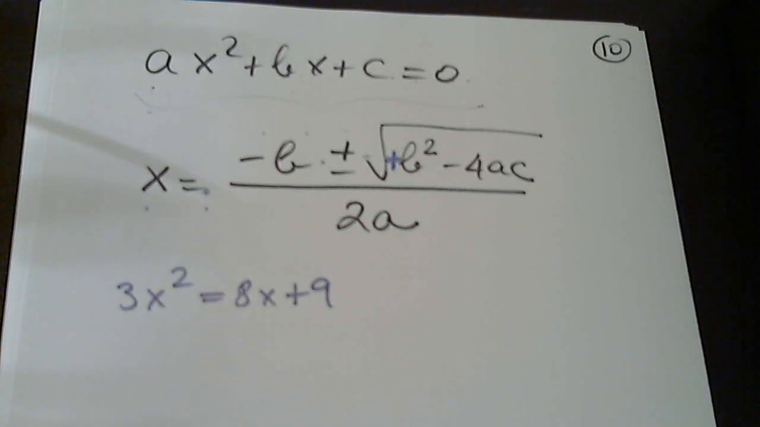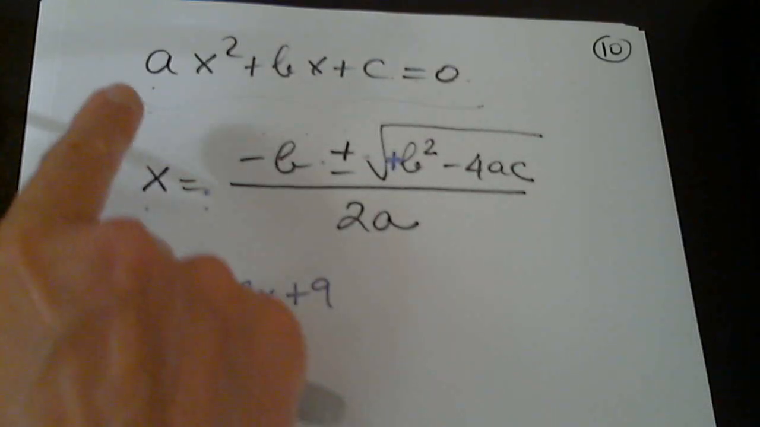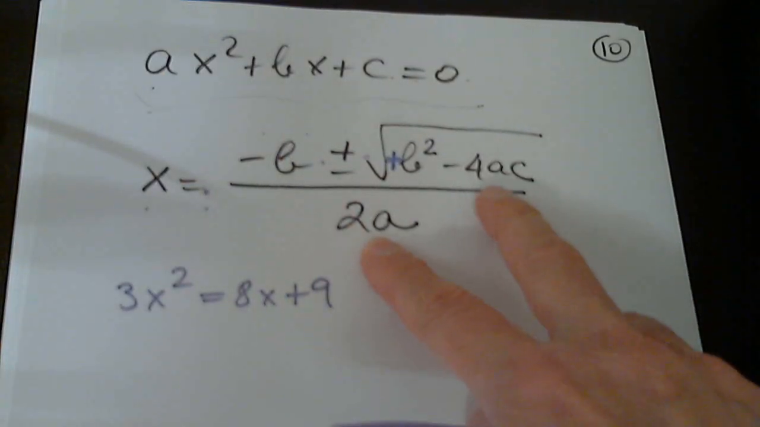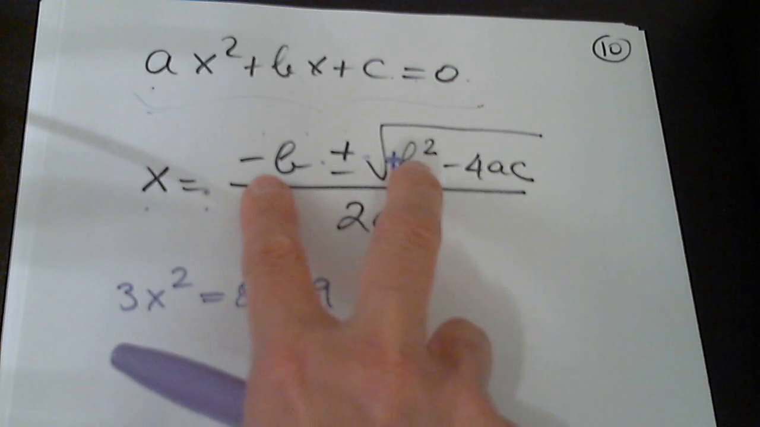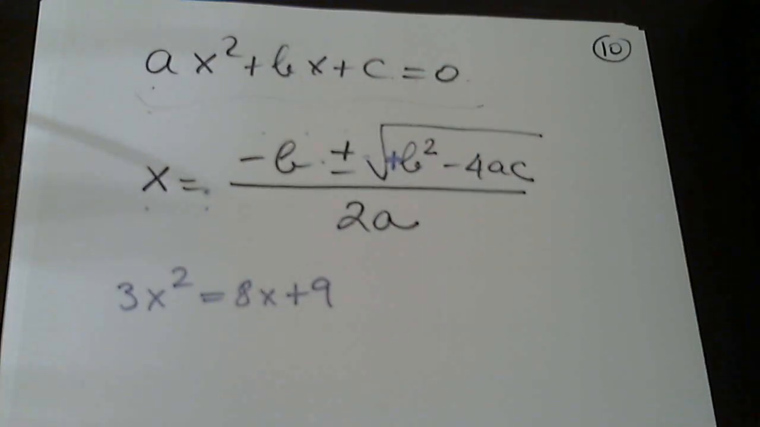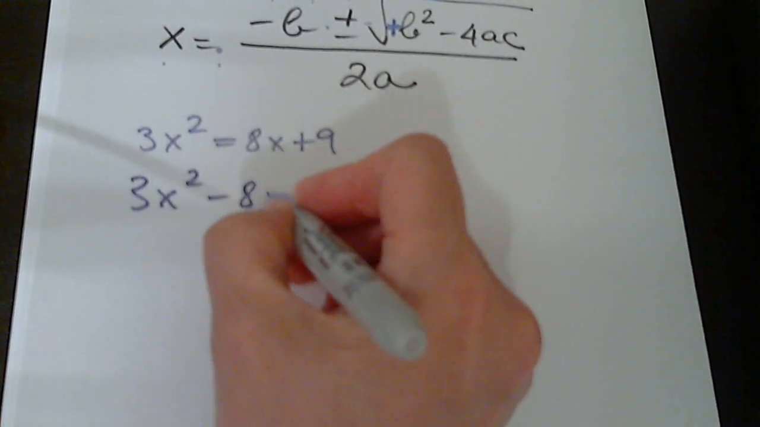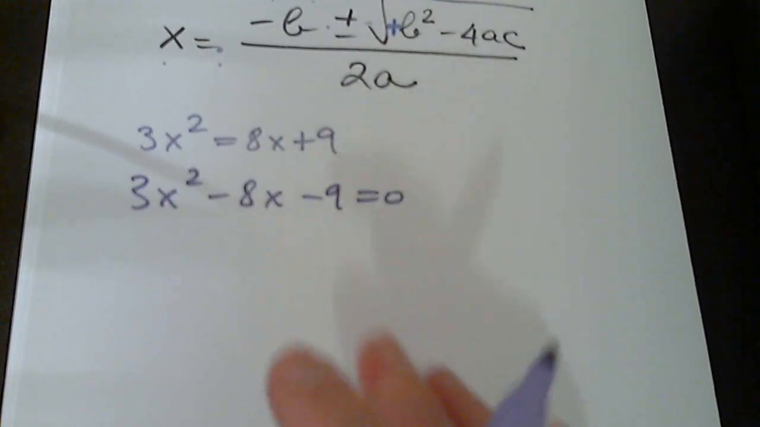What do I need to do first? Remember, this is the starting point. Without this, I cannot correctly identify A, B, and C. What do I do first? Minus 8x minus 9. Of course. 3x squared minus 8x minus 9 equals 0.